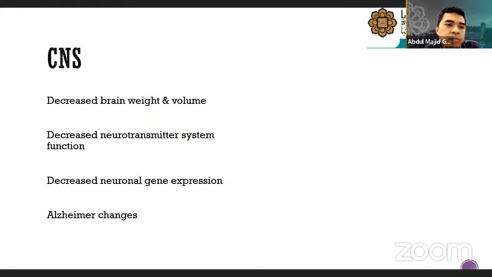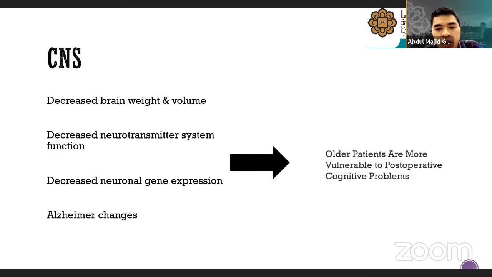In the CNS, there will be a decrease in brain weight and volume, a decreased neurotransmitter system, decreased neuronal gene expression, and Alzheimer changes. So what is the problem? Older people are more susceptible to developing post-operative cognitive problems.